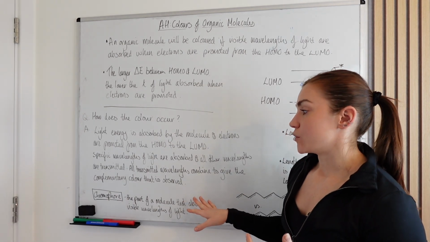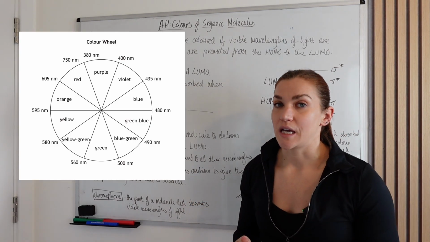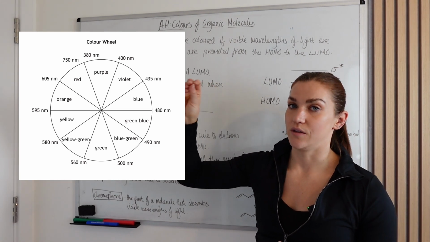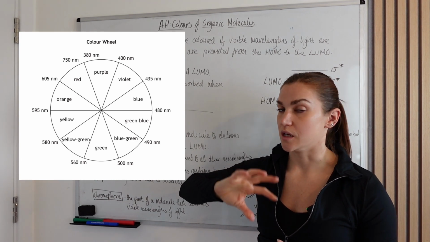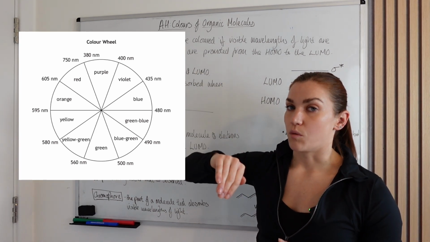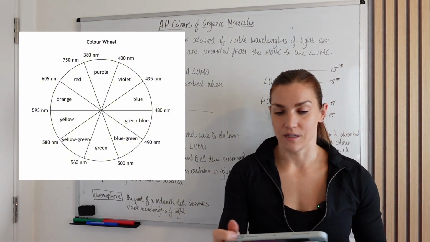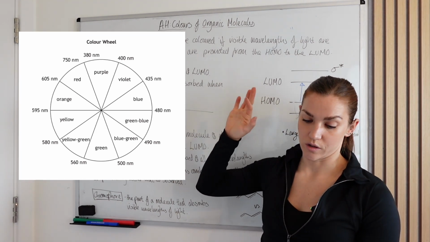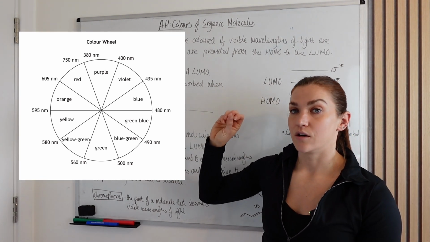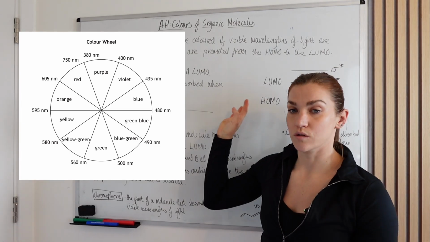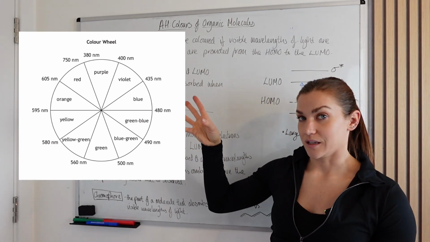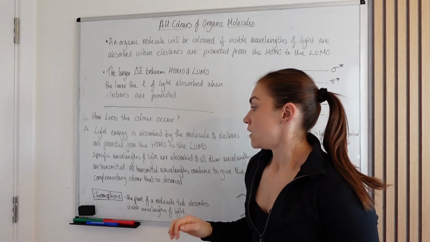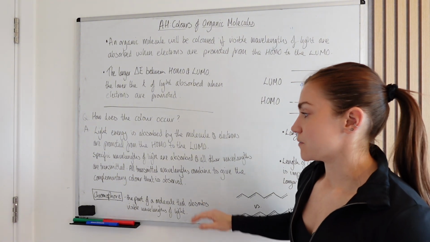So this is where your colour wheel in the data booklet is really helpful, because you can look to see what wavelength of light is absorbed, and then therefore what the complementary colour will be. So you're looking to see which colour is opposite. So if I just grab my data booklet here. If we look at the colour wheel, if a molecule is absorbing yellow-green light in order to promote the electrons from the HOMO to the LUMO, then it will appear as violet in colour, because that's the complementary colour on the colour wheel. Okay, so your colour wheel is your best friend when it comes to colour.